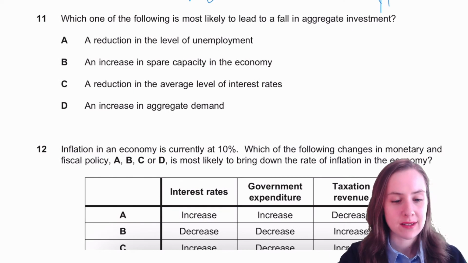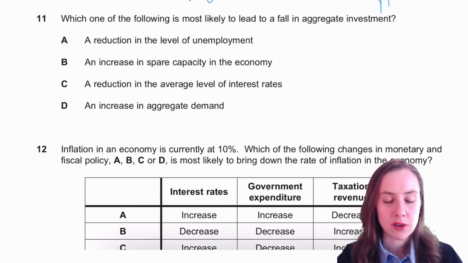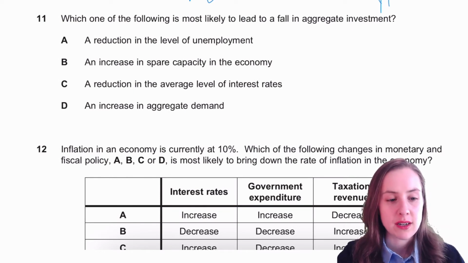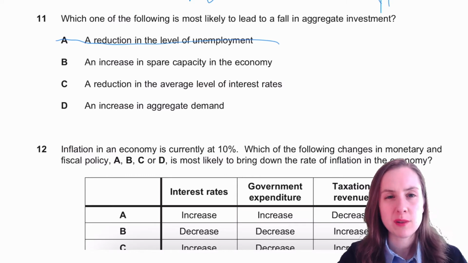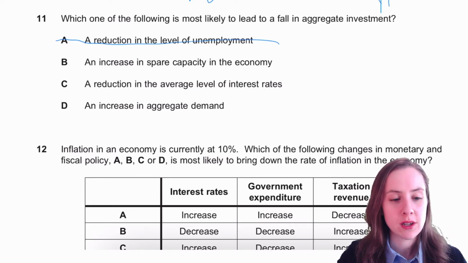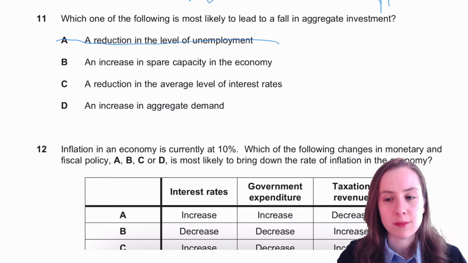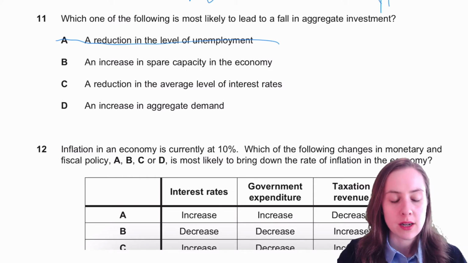Fall in investment, I'm looking for a smaller economy, higher interest rate, something like this. There's less unemployment. That should be good. People have more incomes, they should buy more, and so therefore you'll want to invest more. An increase in the spare capacity.